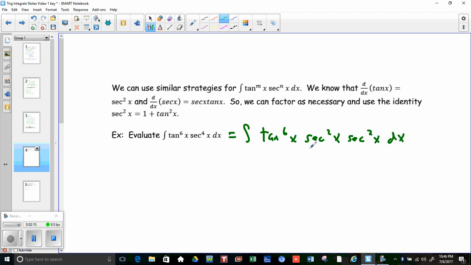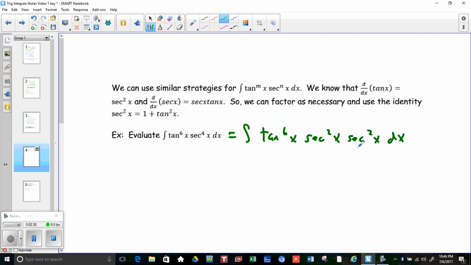And the reason for that is because here we have the identity that secant squared is 1 plus tangent squared. So I can replace one of these with 1 plus tangent squared. By doing so, all of this is going to be in terms of tangent, which means that when I let u be tangent, its derivative will be this secant squared x, which we'll be able to get rid of. So that's kind of the thinking there.